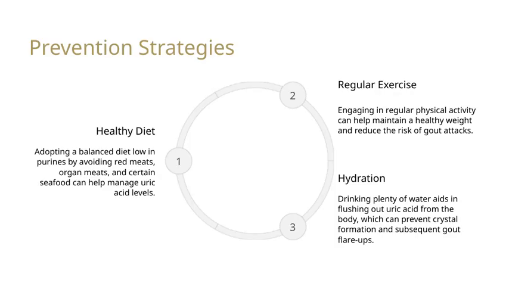Let's start with prevention strategies that can really make a difference. First up is a healthy diet. Adopting a balanced diet that's low in purines is crucial. This means avoiding red meats, organ meats, and certain types of seafood, as these can increase uric acid levels. By making mindful food choices, we can help manage and prevent gout flare-ups.